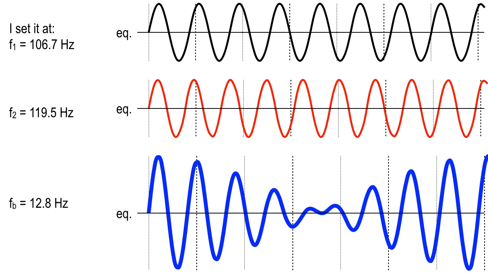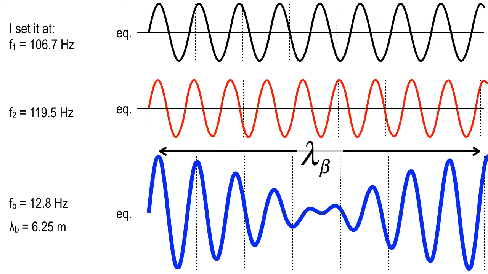And if you calculate out the wavelength, I'll show you how to calculate this wavelength on Tuesday using the wave equation, which I was going to try to do today, but we're going to run out of time. The wavelength is 6.25 meters for this particular example. That's the distance between maximum amplitudes. So peak to peak, that's your beat wavelength.